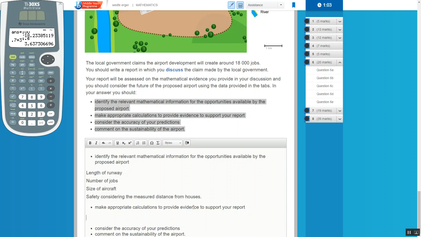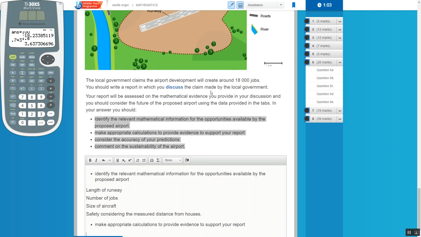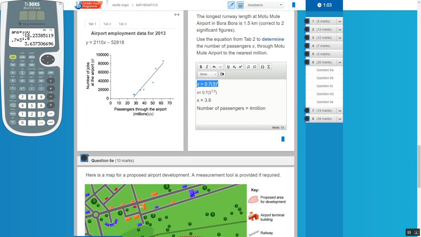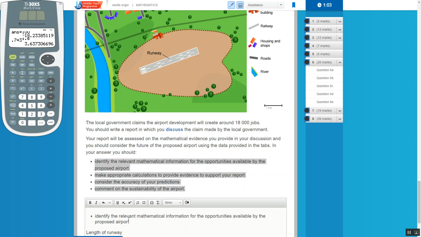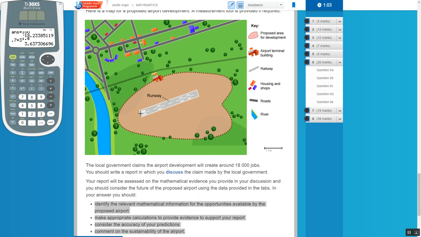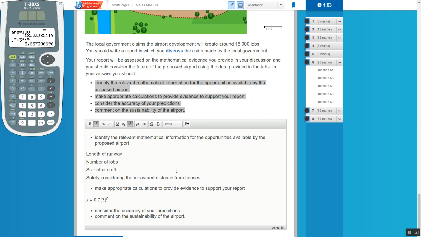Appropriate calculations. So we're going to go back to our formula. So we're going to use our runway length, this one. And we need to actually work out the length of the runway, so if I click, it is, let's say, 3.5.